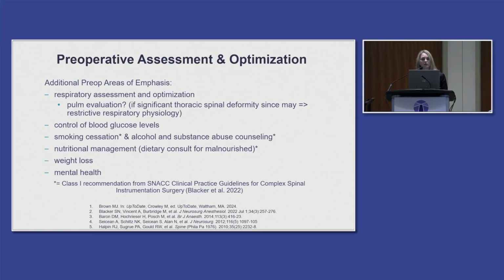Of course, good control of blood glucose levels in diabetic patients, smoking cessation and alcohol and substance abuse counseling, nutritional management, including a dietary consult if patients are malnourished, weight loss counseling, and mental health. The ones with an asterisk there are specific Class 1 recommendations from the SNAC Clinical Practice Guidelines for Complex Spinal Instrumentation Surgery from 2022.